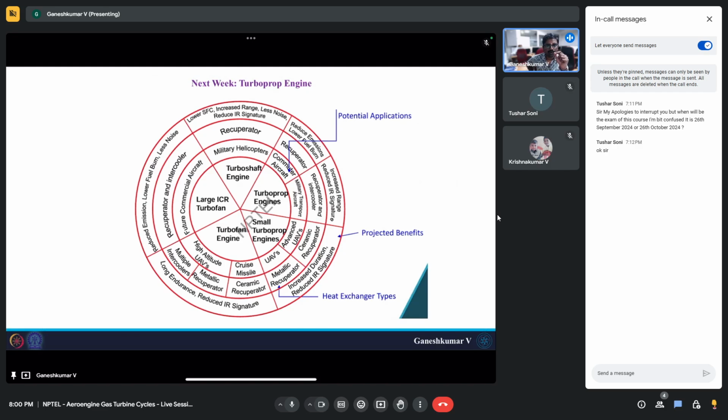We will try to solve the same intercooling and regeneration with the turboprop engines, which we actually would not have touched much in the lectures, but we will see how the performance is when we have an intercooler and regenerator in a turboprop engine. So that is the agenda for next week.